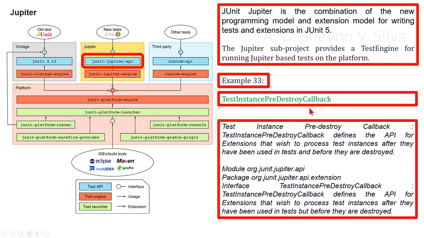Test instance pre-destroy callback. Test instance pre-destroy callback defines the API for extensions that wish to process test instances after they have been used in tests and before they are destroyed. Interface TestInstancePreDestroyCallback in package org.junit.jupiter.api.extension in module org.junit.jupiter.api. Common use cases include cleaning up dependencies that have been injected into the test instance, invoking custom de-initialization methods on the test instance, etc.